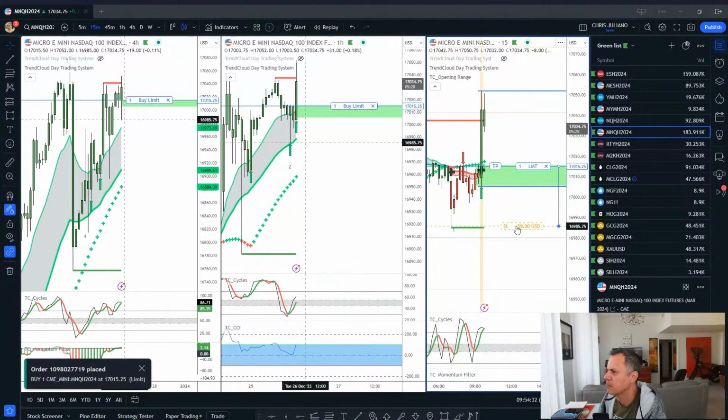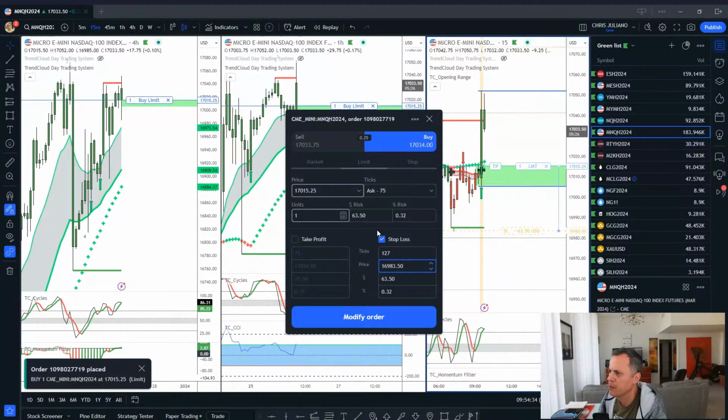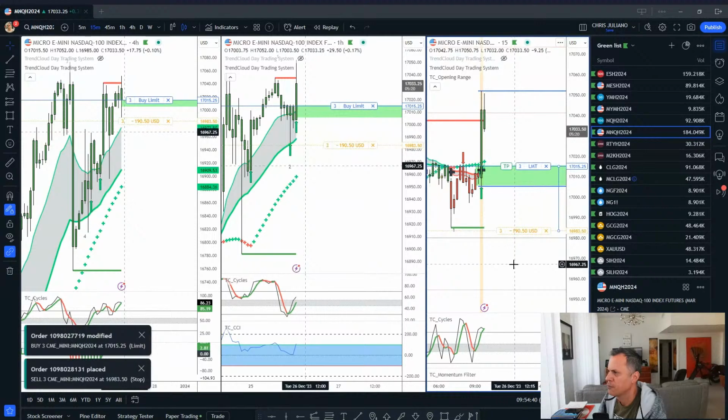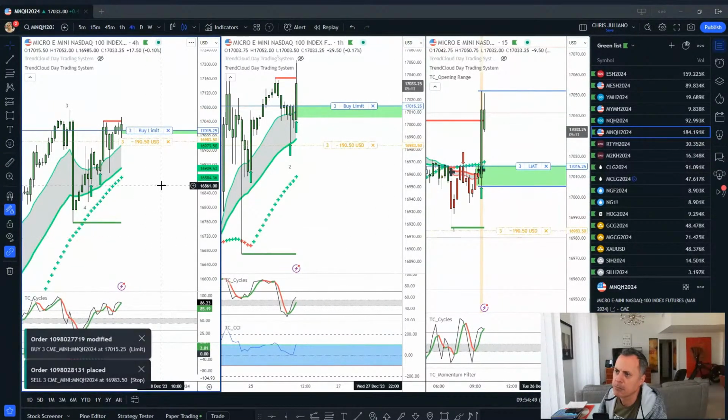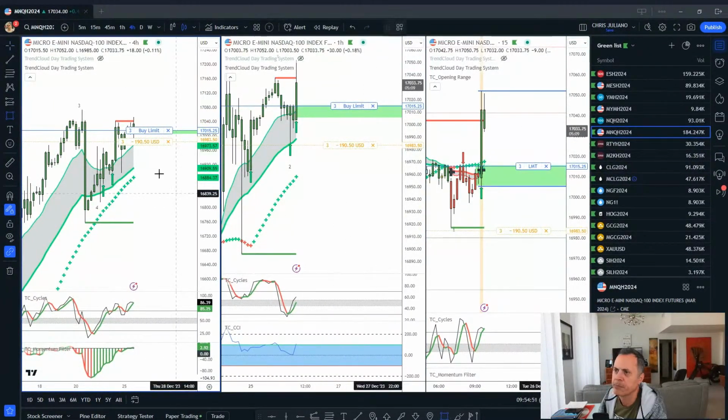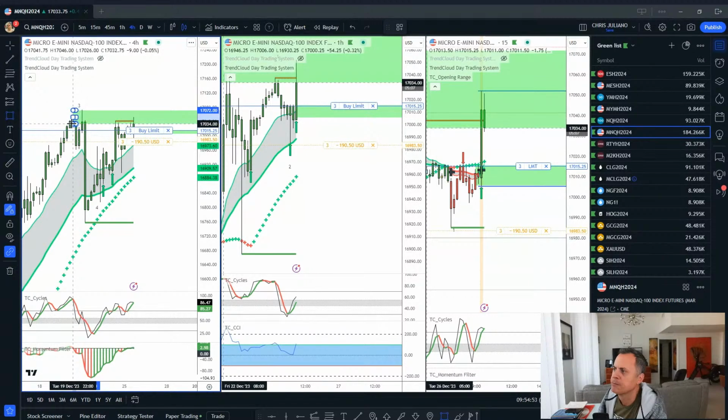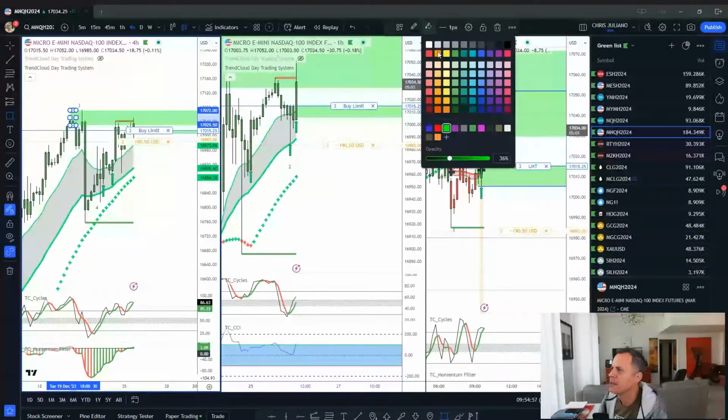There's your stop loss right there. Modify that order. I would much rather take that. High time frame. We are high on the curve.